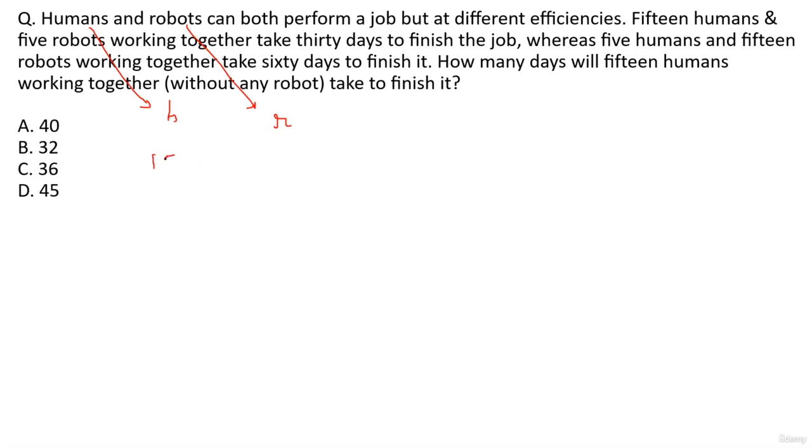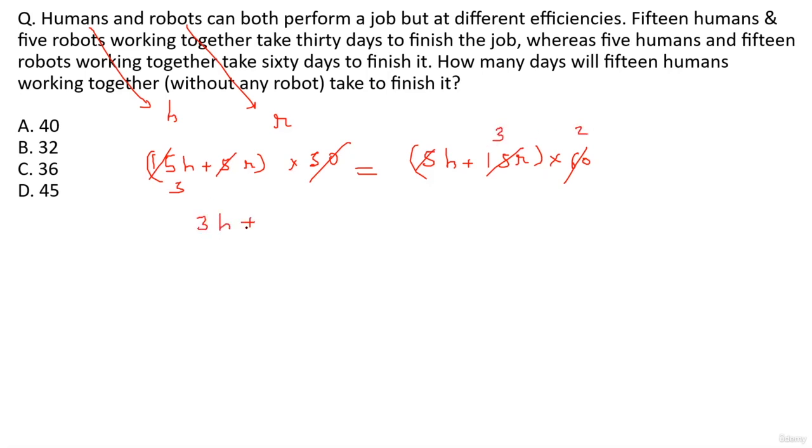Okay. So 15 humans and 5 robots take 30 days to finish the work, right? Similarly, 5 humans plus 15 robots take 60 days, right? The work done is same, cancel out 30, 30. You can also cancel out 5 everywhere. So here 2 will remain. You will get 3h plus r is equal to 2h plus 6r. That gives you h is equal to 5r, or h upon r is 5 is to 1.